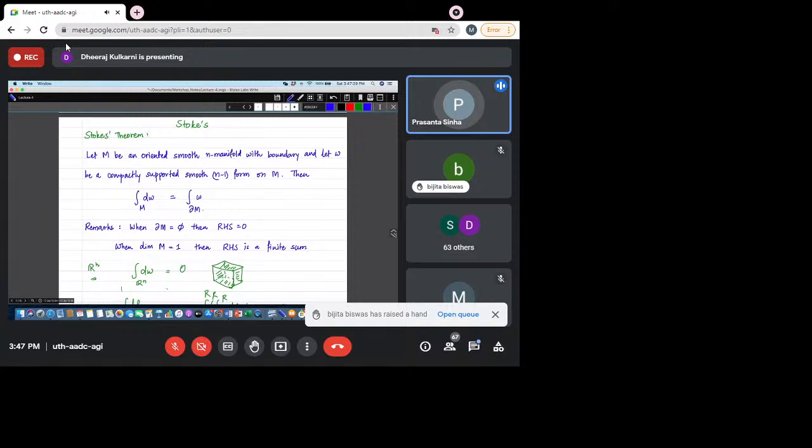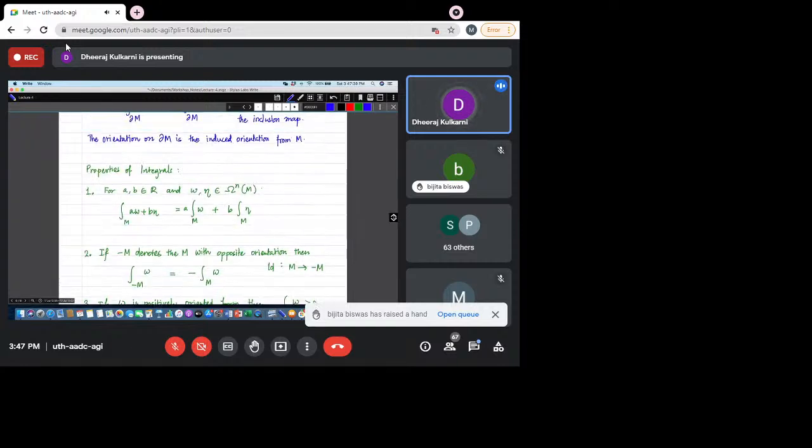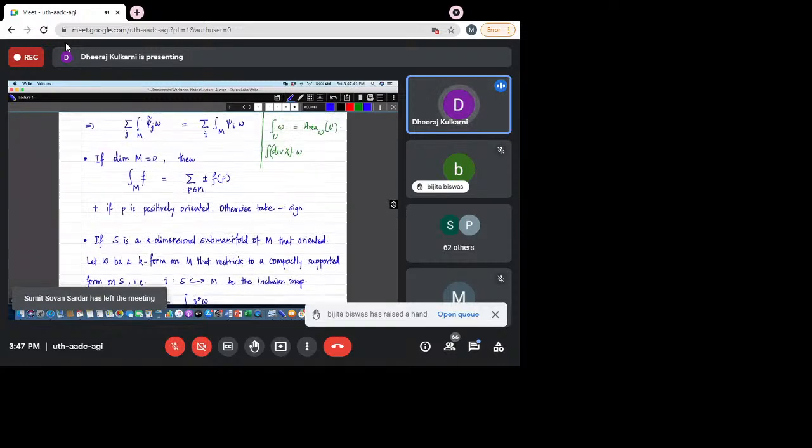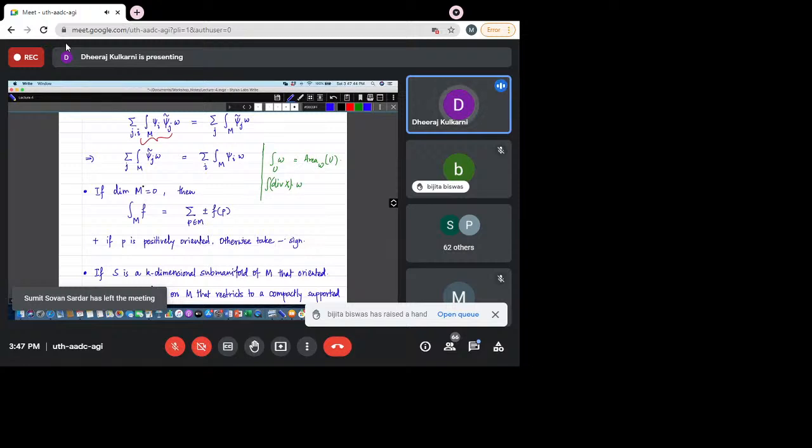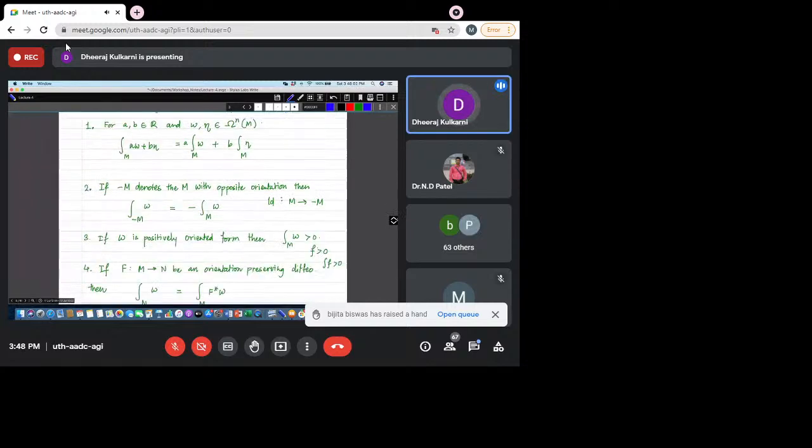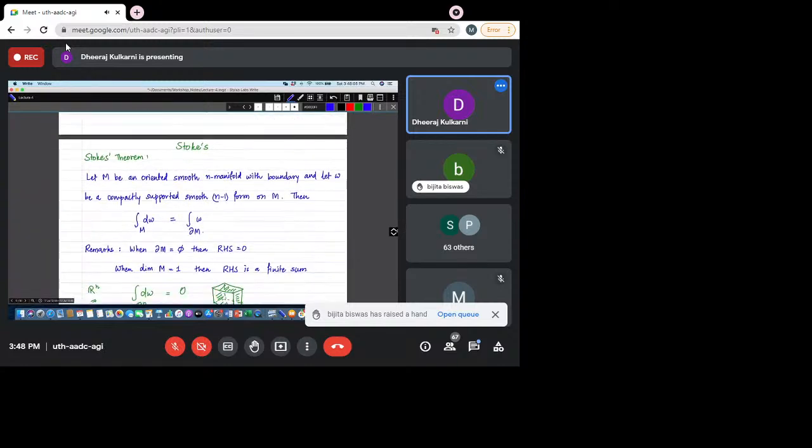Okay, for one dimension, you have used one term. I think I was talking about this when dimension m is 0. What is the meaning of integration on a zero-dimensional manifold? Now, whenever the dimension is one, you have used some term.